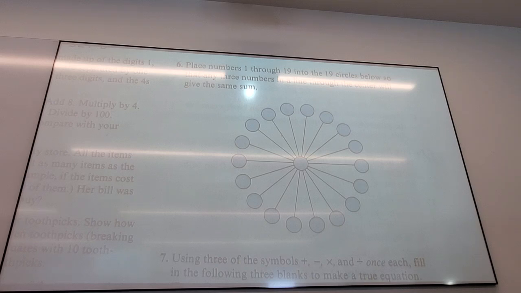What is 1 plus 10 plus 18? 29. What's 2 plus 10 plus 17? 29. What's 3 plus 10 plus 16? If I keep changing, maybe one goes up one and the other goes down one, isn't it always going to be the same sum? That's all I'm going to say. I've said too much.